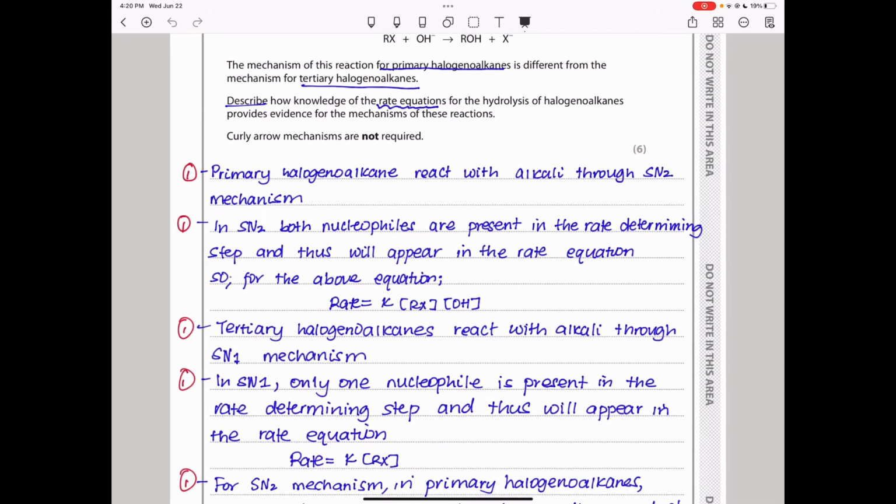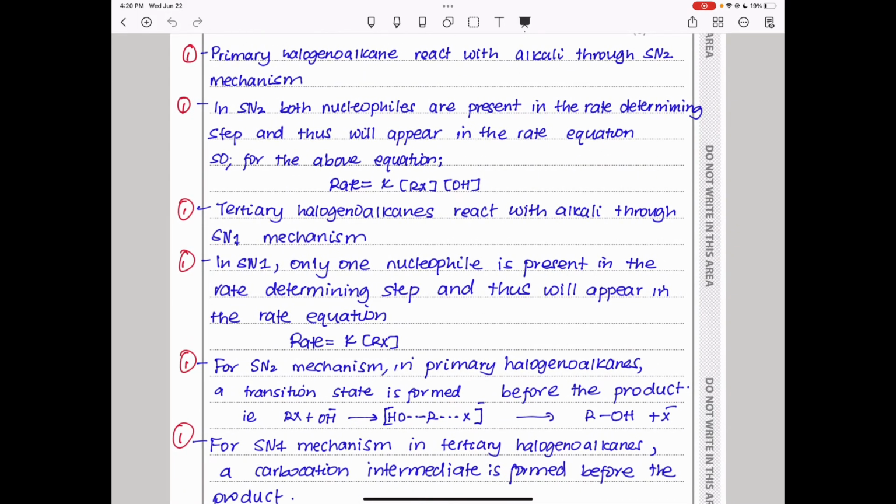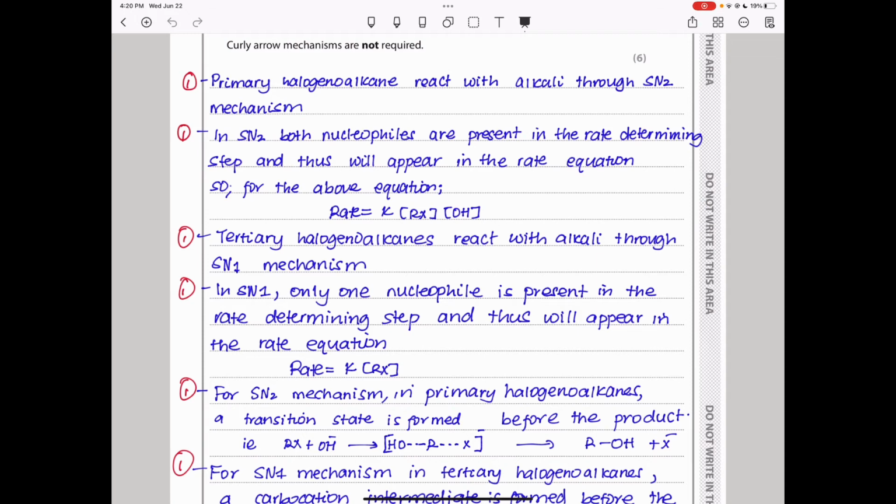Now, the next part we talk about tertiary halogenoalkanes. These react through the SN1 mechanism, and in the SN1 mechanism, it means we're going to produce a nucleophile. The nucleophile is going to basically break off, leaving a space or pathway where another nucleophile can attack. In this case, we are going to produce what we call an intermediate for this SN1 mechanism.